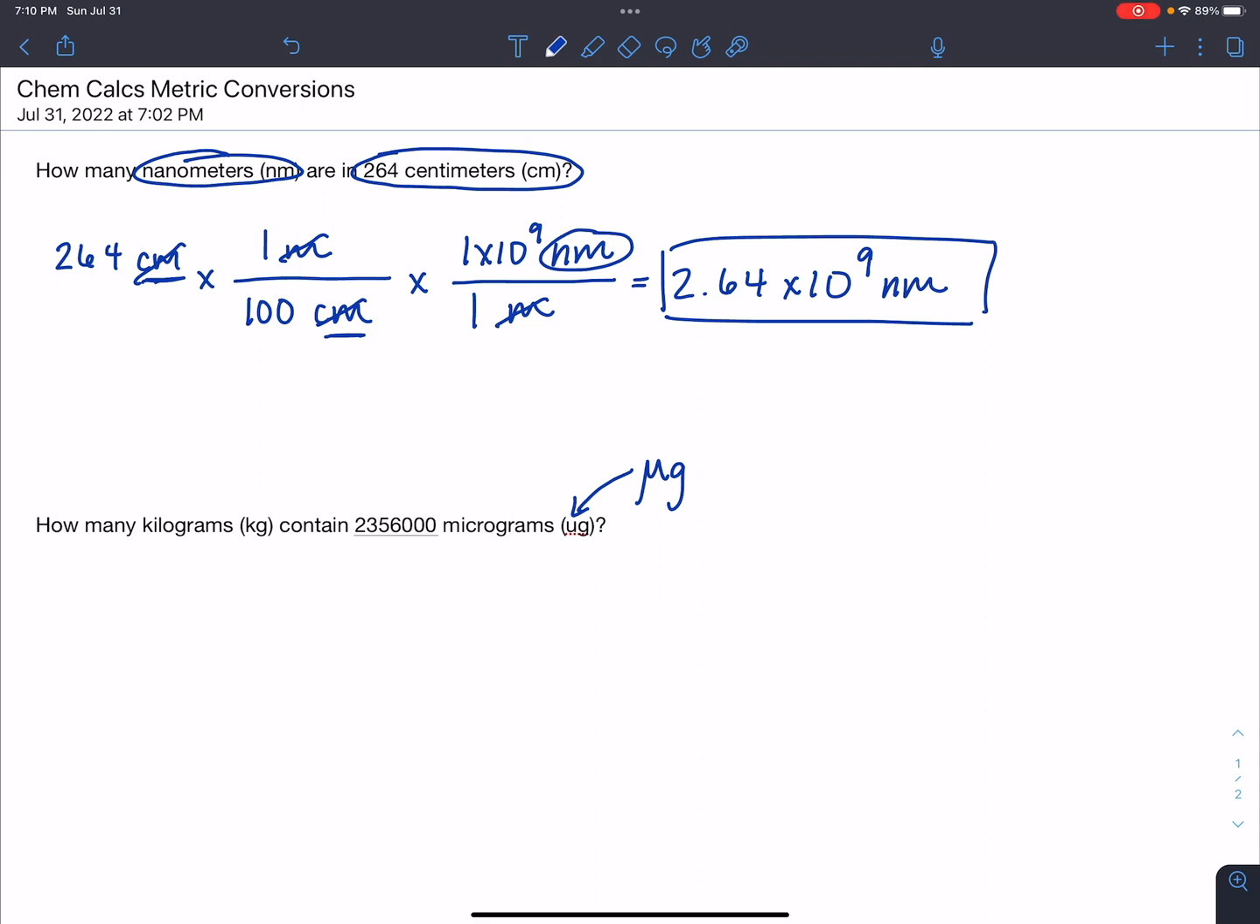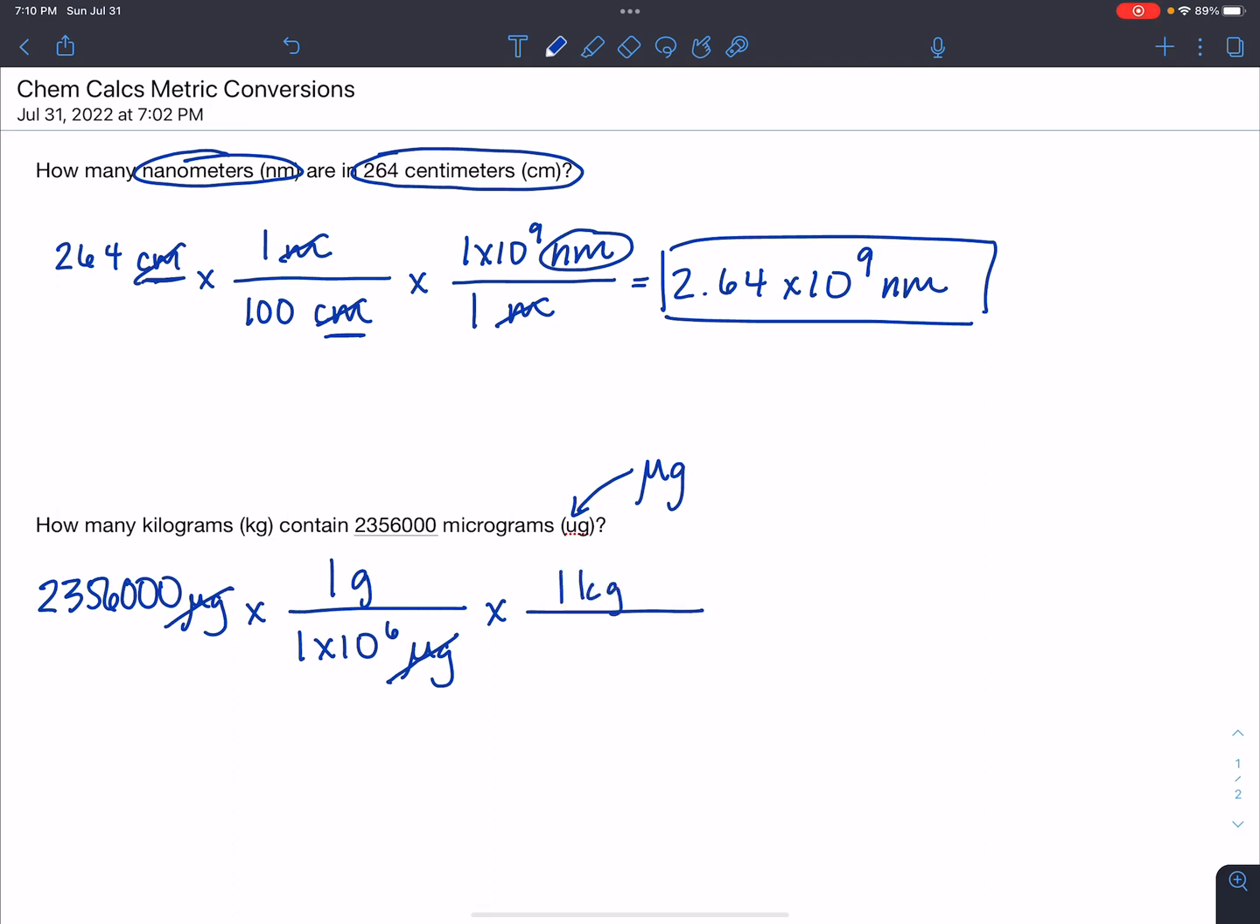So again, I'm going to start with what I've been given, 2,356,000, whoops, one more zero, micrograms, and I need to convert first to the base unit, which is the gram, and I know that 1 gram contains 1 times 10 to the 6th micrograms. Again, having the microgram on the bottom is going to let me cancel. Now I need one more conversion factor, going to kilograms, and I know that 1 kilogram contains 1,000 grams. And again, I set the conversion factor up so that the units are going to cancel. When I'm finished, all I have left is kilograms in terms of units, so I've at least set the problem up correctly.